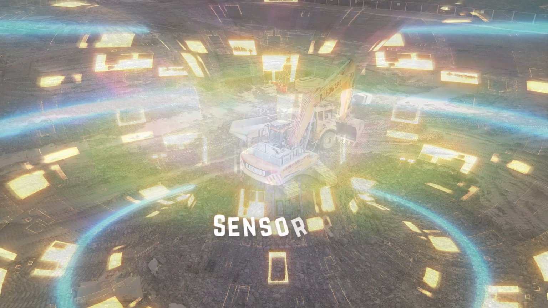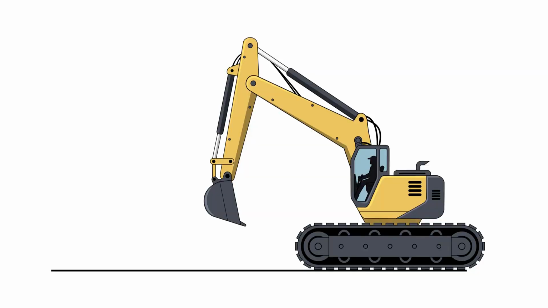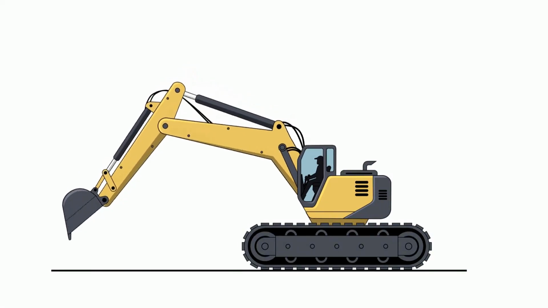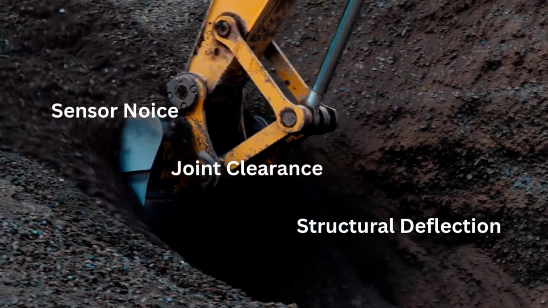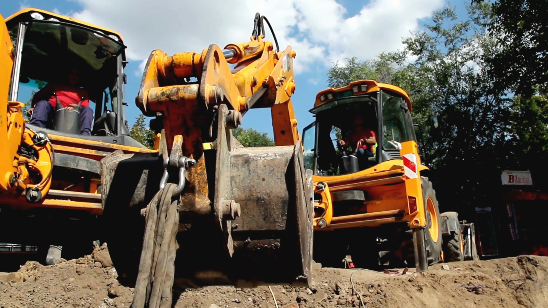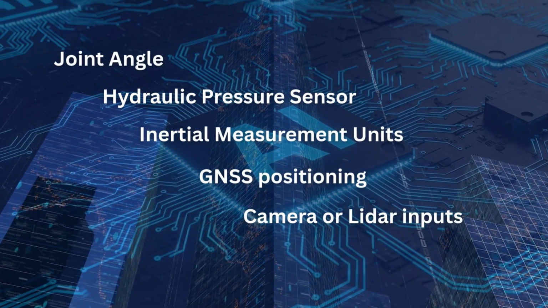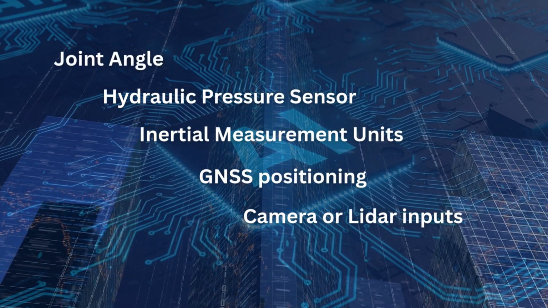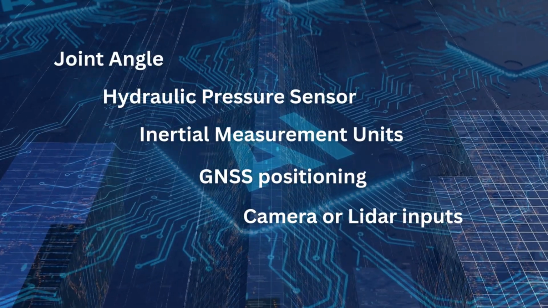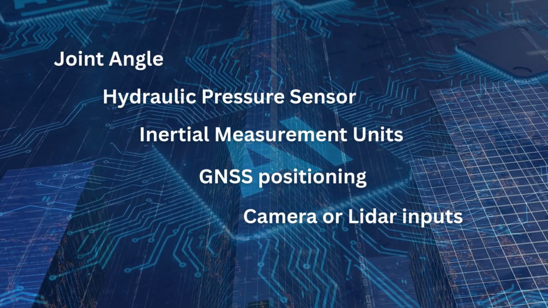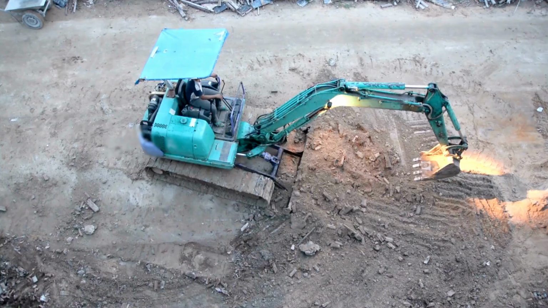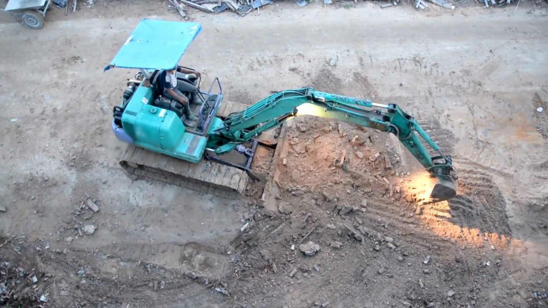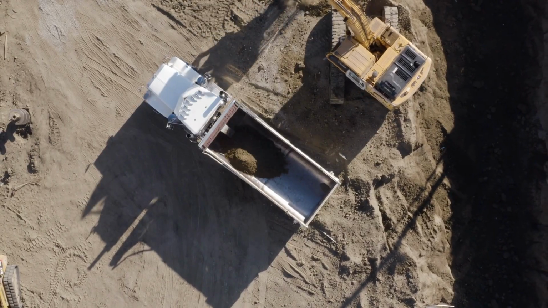AI also enhances bucket position accuracy through sensor fusion. Forward kinematics provides a position estimate based on joint angles, but this estimate can drift due to sensor noise, joint clearance, and structural deflection. AI combines joint angle data with hydraulic pressure sensors, inertial measurement units, GNSS positioning, and, in some systems, camera or lidar inputs. By weighting and filtering these signals intelligently, the system reduces noise, corrects drift, and maintains reliable bucket positioning even in rough terrain and low visibility conditions.